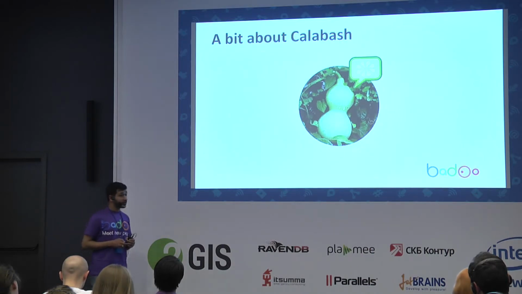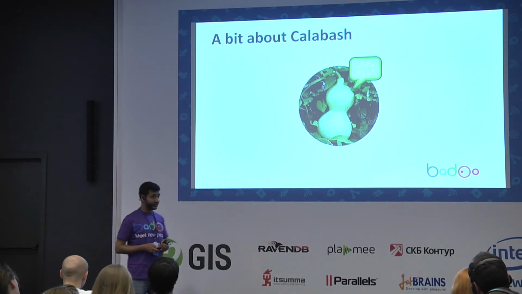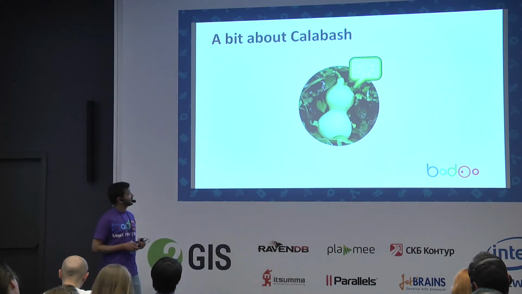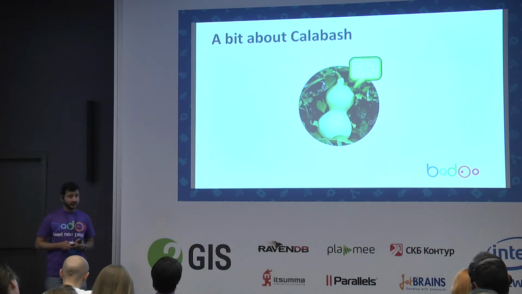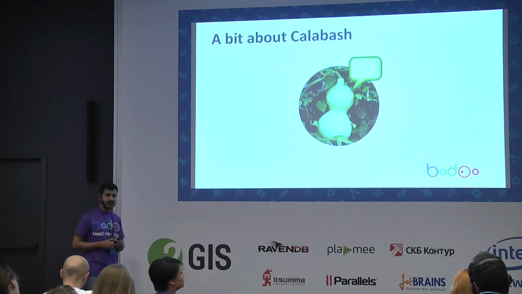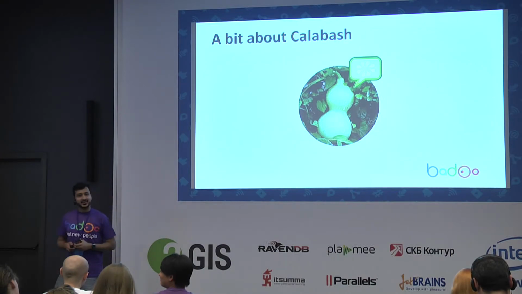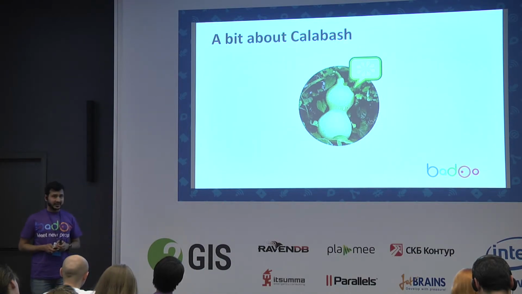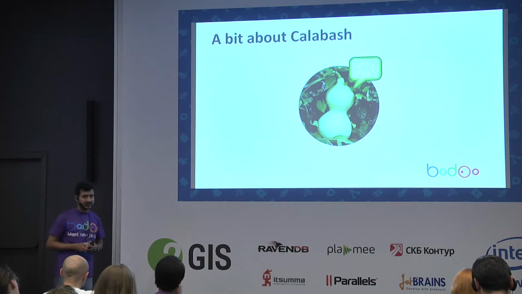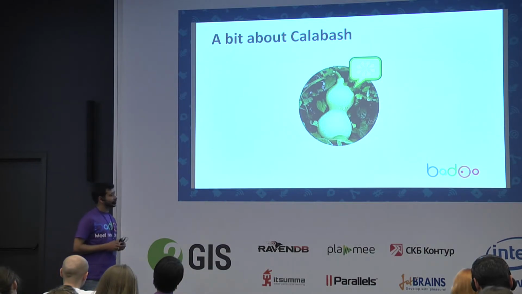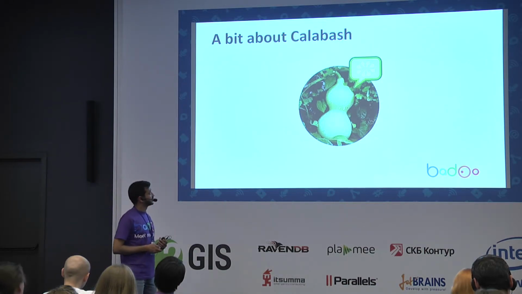Now I'm going to talk about the tools we are using. The first one is Calabash, which we use for Android and iOS automation. Anybody using Calabash? I'm seeing one hand. Thank you. Calabash is a very stable platform for both Android and iOS. All the automation we have done for these two platforms uses Calabash.